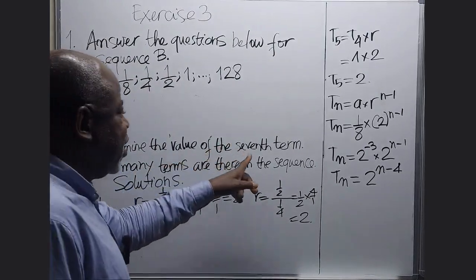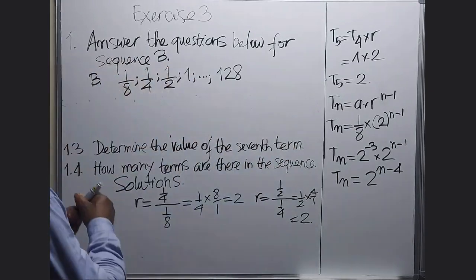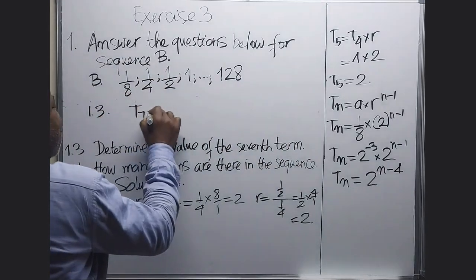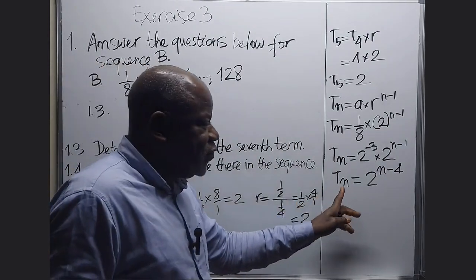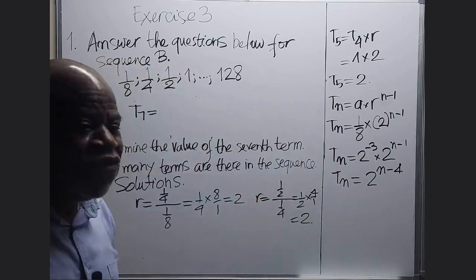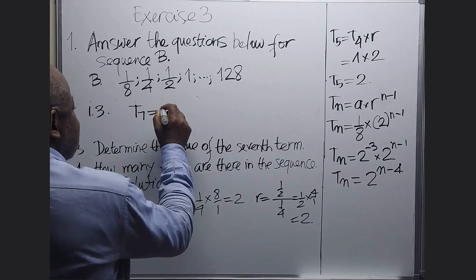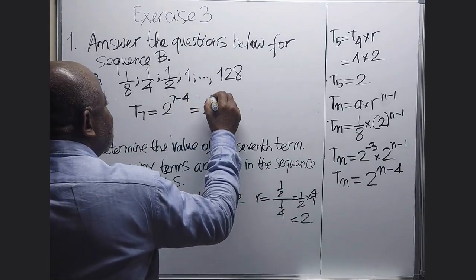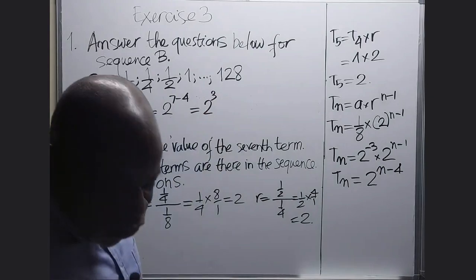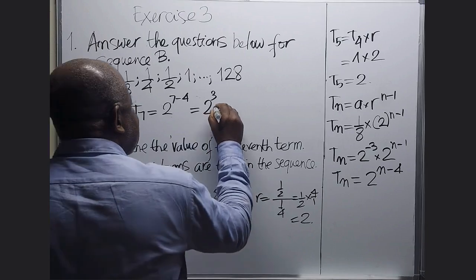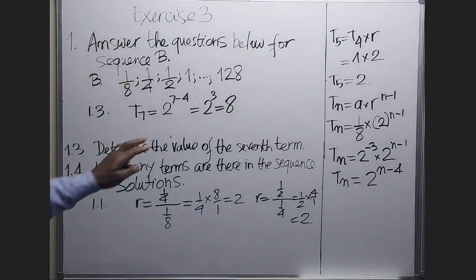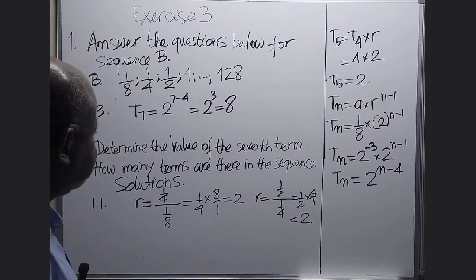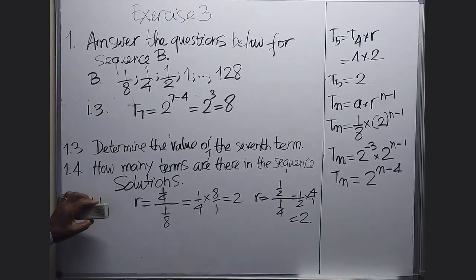Determine the value of the seventh term. Question 1.3. Seventh term T7 is going to be equal to, we're taking our general term Tn and we're going to replace n by 7. T7 will be 2 to the power of 7 minus 4, which is equal to 2 to the power of 3. And 2 to the power of 3 is 8. So T7 is 8. We're taking the last sub-question, 1.4. Let's clean here.